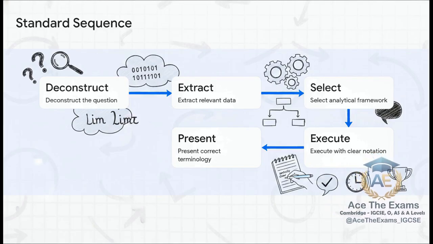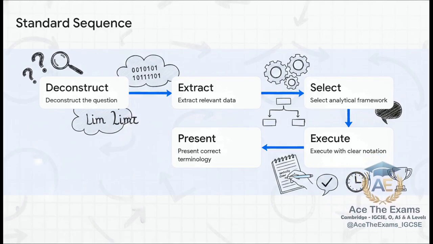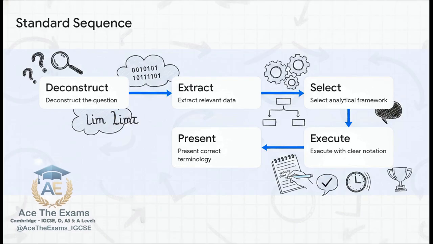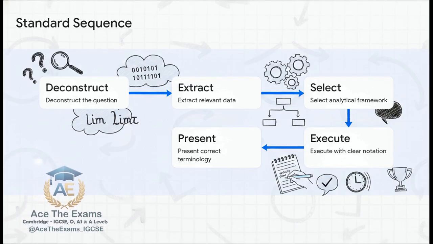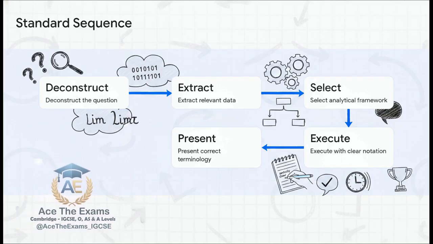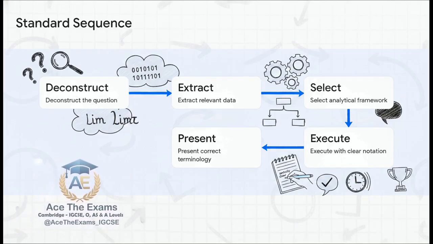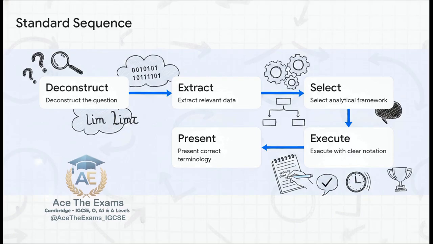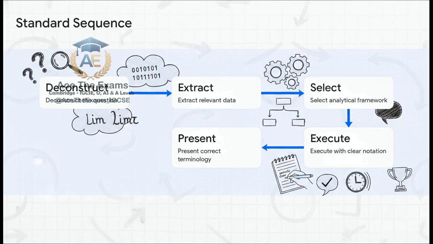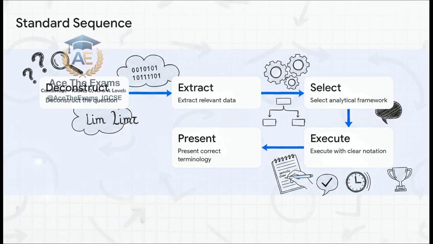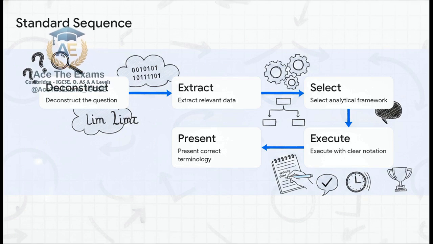Okay. Top students follow this exact 5-step standardized sequence. First, you deconstruct the question to find the hidden command word requirements. Second, you extract the relevant data, like specific boundaries. Third, you select your analytical framework. For Cambridge Computer Science, we highly recommend the PEEL framework: point, evidence, explanation, link. Fourth, you execute with perfectly clear notation. And fifth, you present your final answer using strictly correct terminology. Using this sequence ensures you never miss a process mark.